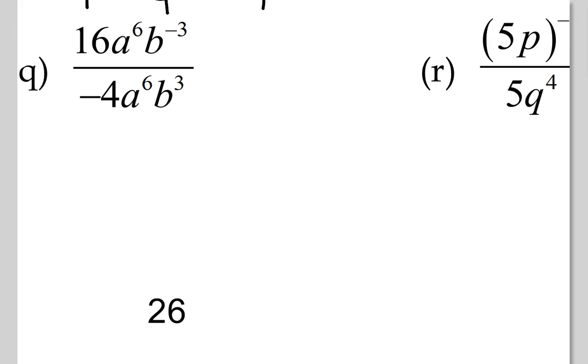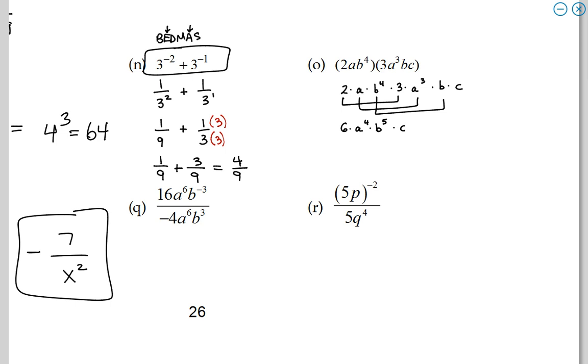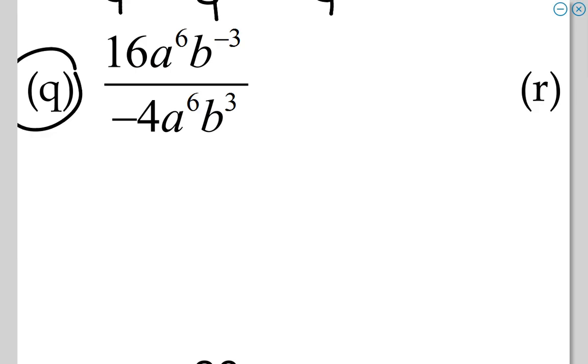Alright, this one is similar to the one we did up here. Letter O and Q are very similar. So instead of multiplying here, we're dividing. So 16 divided by -4, that's an easy one. A positive divided by a negative is negative, so the coefficient is -4. You could put a placeholder of 1 if you wanted.